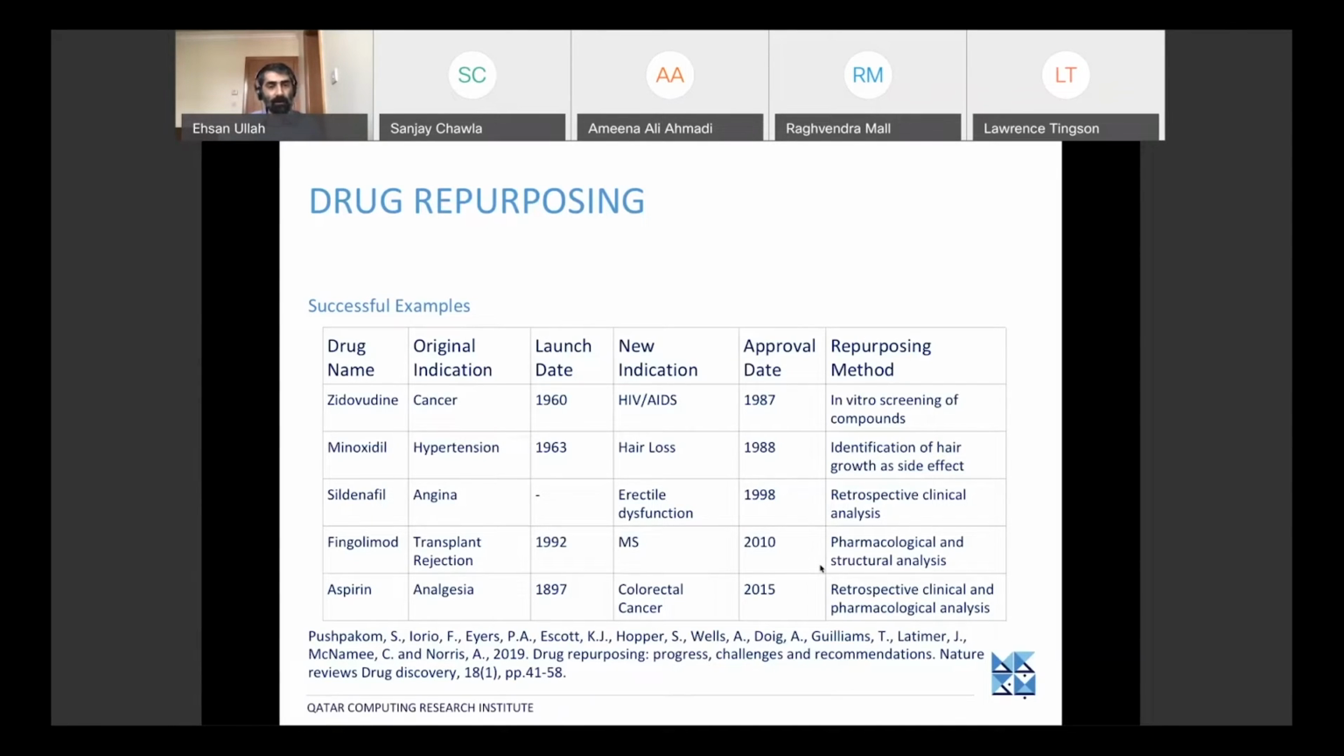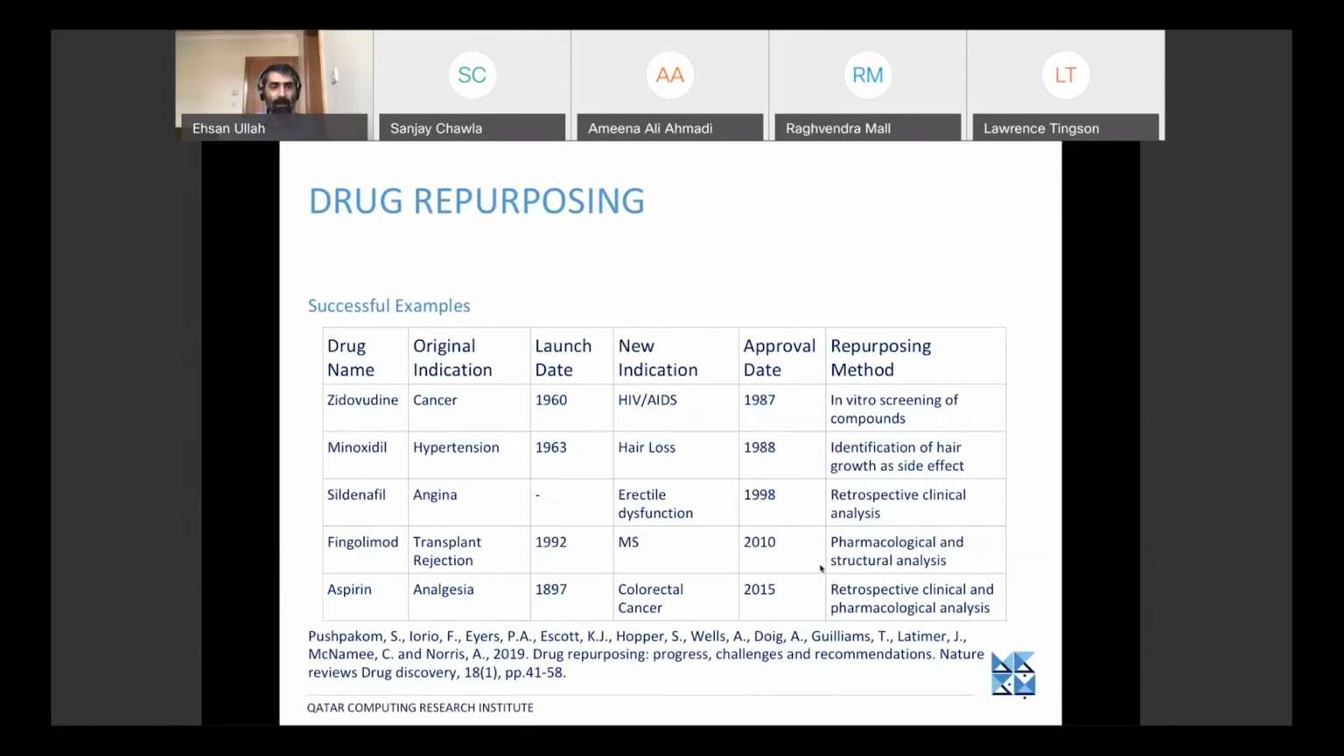Another drug, minoxidil, was used for hypertension in 1963, and it was discovered as a side effect that it can be used to treat hair loss. In 1988, it was marketed as a hair loss control medicine. Another very well-known medicine which has been repurposed is sildenafil, with the brand name Viagra. It was developed to treat angina in 1998. But interestingly, during its clinical trials, it had many side effects, and it was discovered that it was very effective for treating erectile dysfunction. So during clinical trials it was repurposed for erectile dysfunction, and it was marketed for this particular condition.